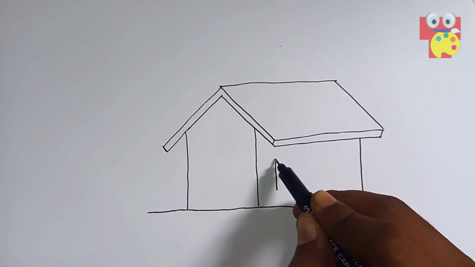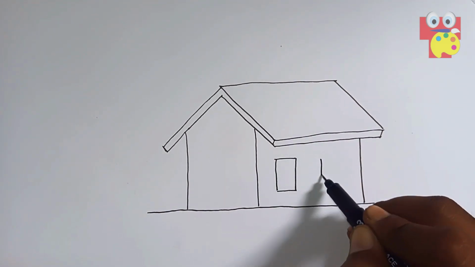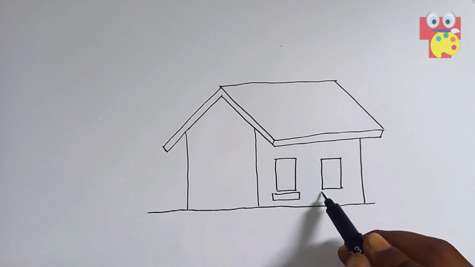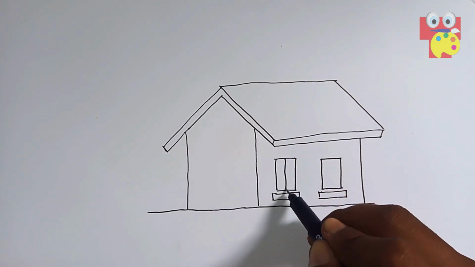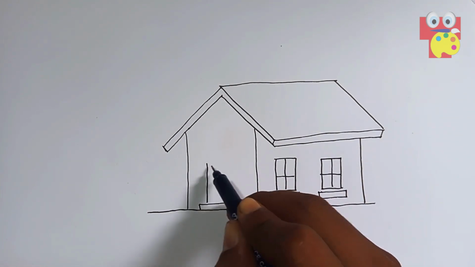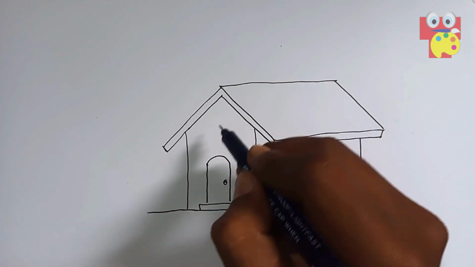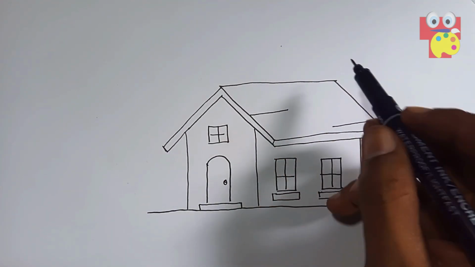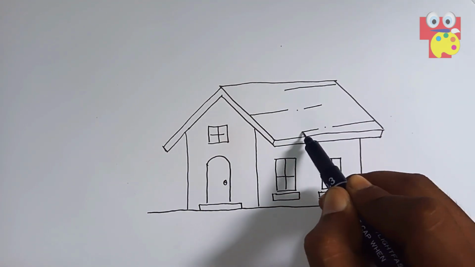So, moving on to the third step, we create box lines for the windows and doors. Finally, our dream house is finished.